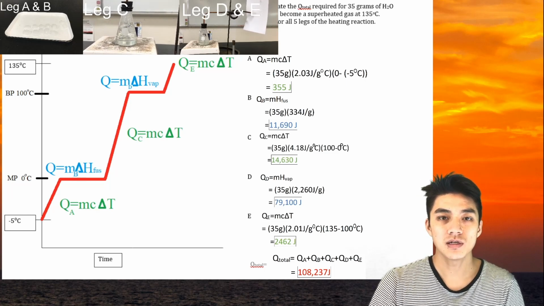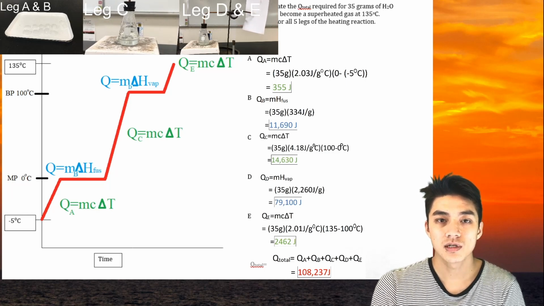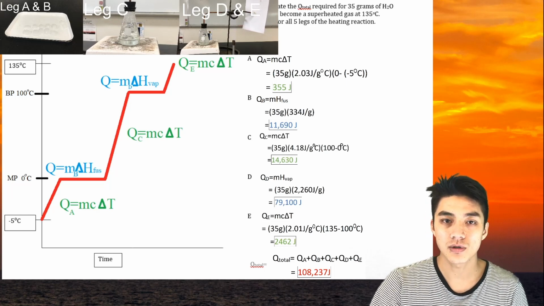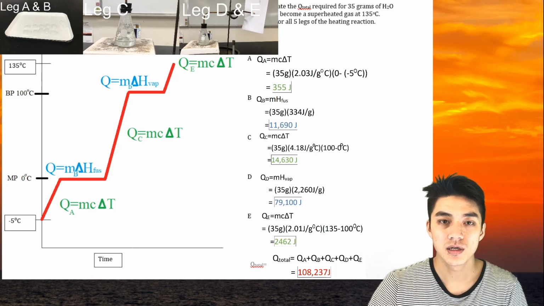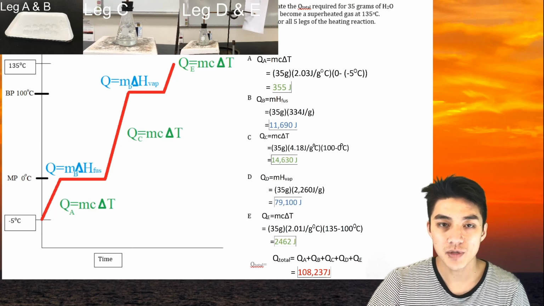Let's win some chemistry. Welcome to my lesson on heating curves. A heating curve basically tells you the story of ice as it progresses into superheated steam. Let's have your notes out and ready, and let's start from the beginning.